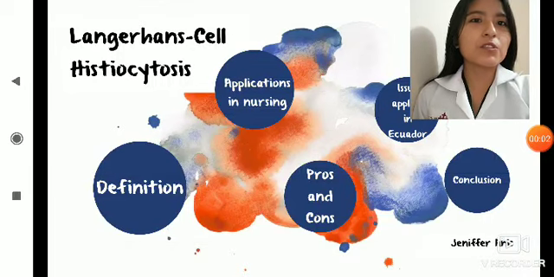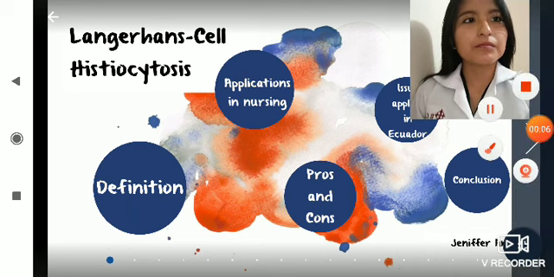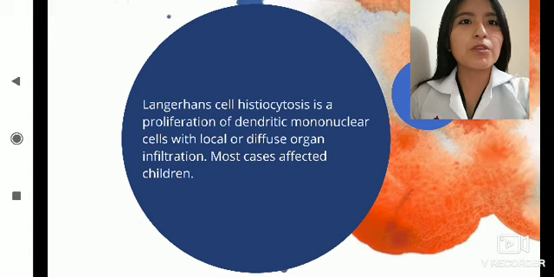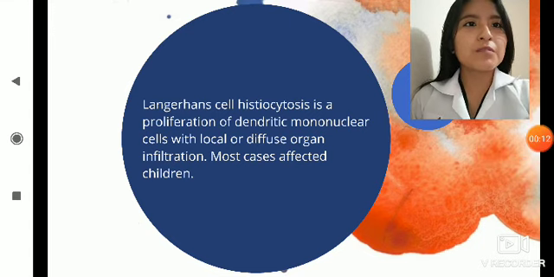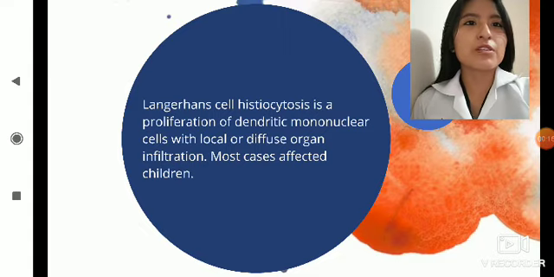Langerhans cell histiocytosis. Definitions. Langerhans cell histiocytosis is a proliferation of dendritic mononuclear cells with local or diffuse organ infiltrations. Most cases affect children.